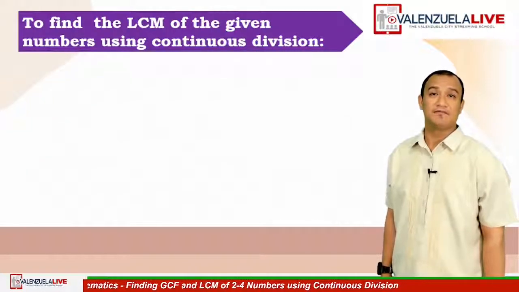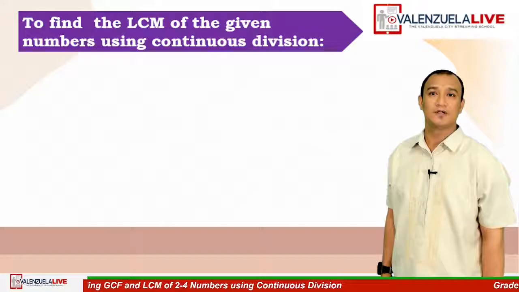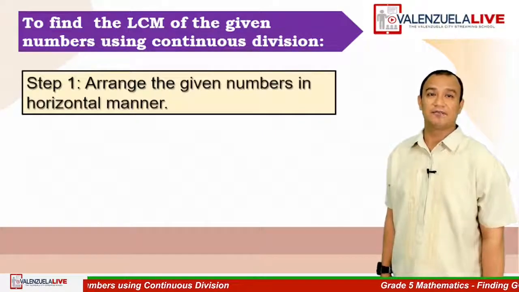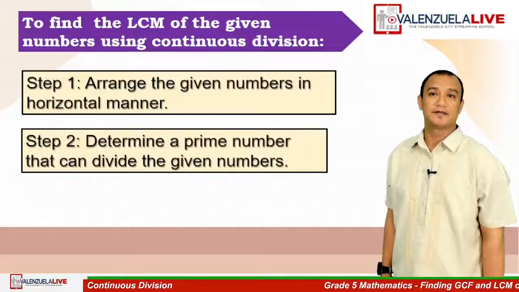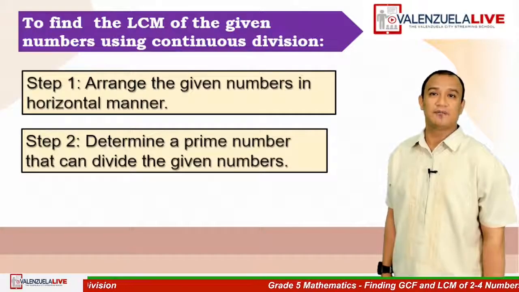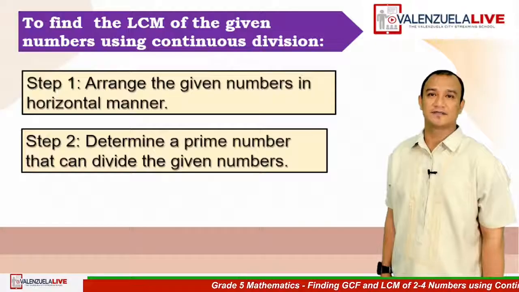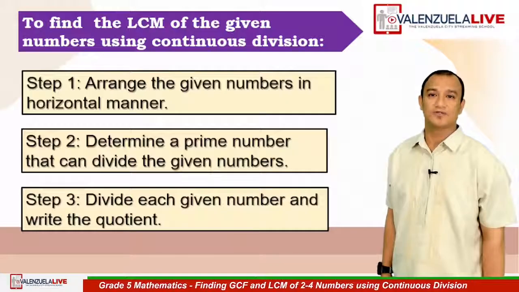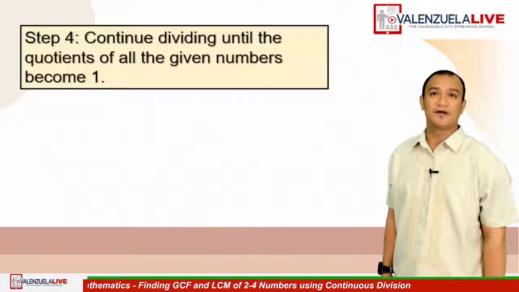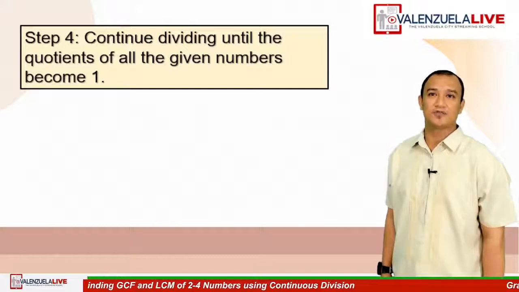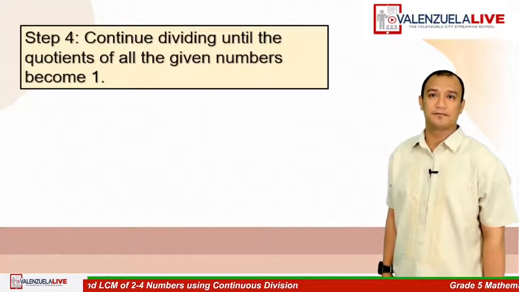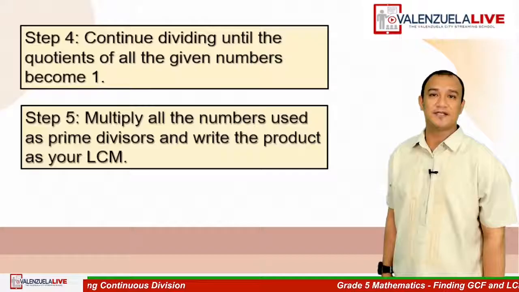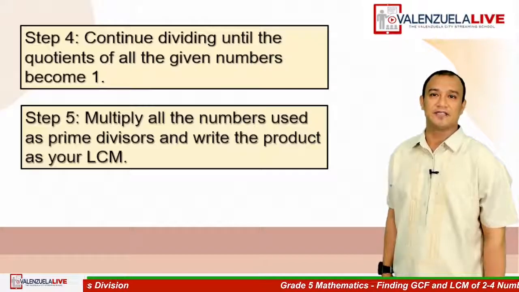And to find the LCM of the given numbers using continuous division, we have the steps. For step 1, arrange the given numbers in horizontal manner. Step 2, determine a prime number that can divide the given numbers. Step 3, divide each given number and write the quotient. For step 4, continue dividing until the quotients of all the given numbers become 1. And step 5, multiply all the numbers used as prime divisors and write the product as your LCM.